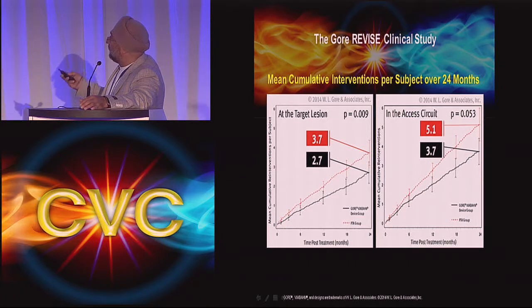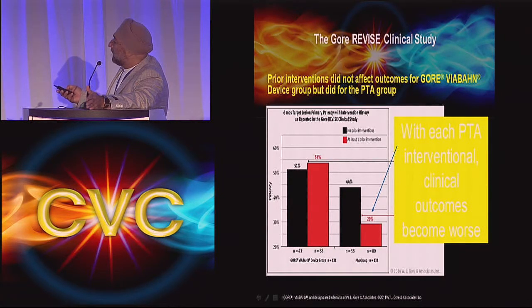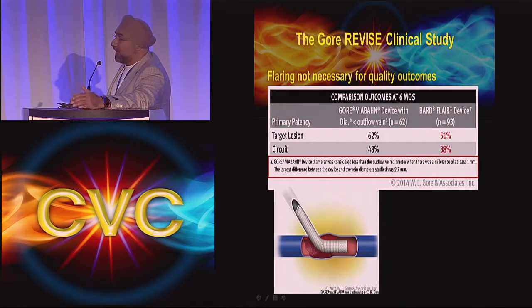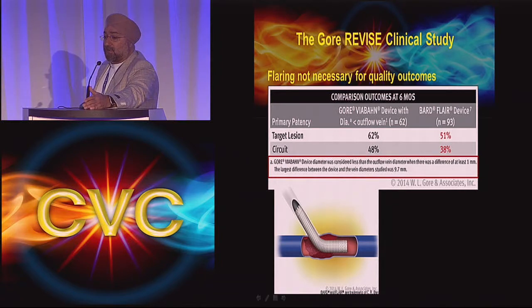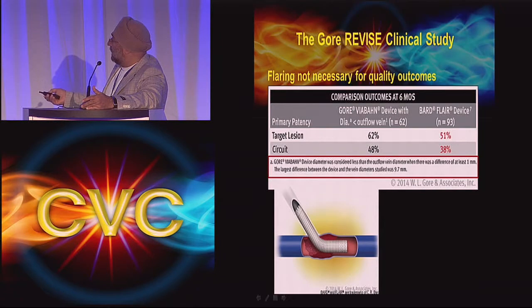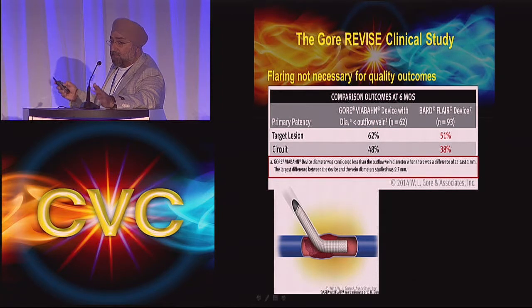And when you look at the number of interventions per patient, again, you can see the difference significantly between the two. The PTA patients tend to have to get more interventions than the ones that you put an endograft in. The prior interventions did not affect it. You saw that if you had put stents and angioplasties already done, and now we've put in an endograft within it, the patency didn't matter. It depended on keeping the circuit open, so that was a good thing. And flaring was not necessarily required. So in this, let me go back if I could. This picture here shows that even if the graft was not opposed to the wall, but blood is flowing through, it would still stay patent. So you did not necessarily have to flare this.